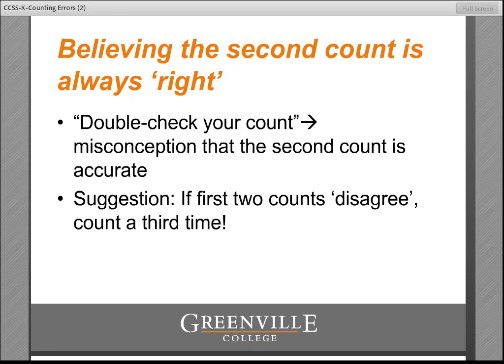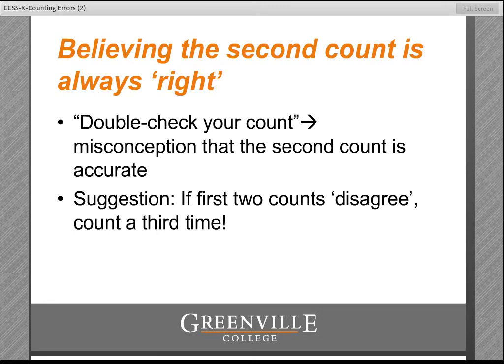So what you'll see as an implication of this misconception is that children will count once, then they might count a second time. Let's say the second count is different than the first. They just write the amount of the second count down. It could also be inaccurate. You and I as adults, we would probably say, uh-oh, I got two different answers. Let me count a third time and see what I get. But children often develop this misconception that the second count is always the right one.